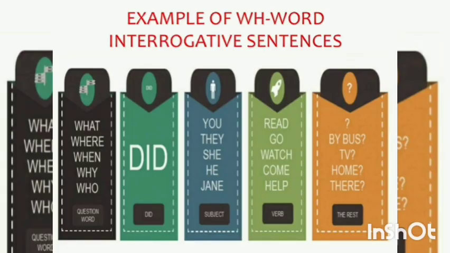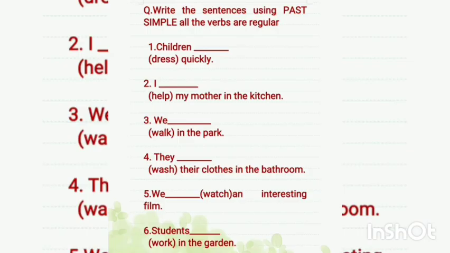Okay, so now look at some more examples to learn it in a better way. What did you read? Where did they go by bus? When did she watch TV? Why did he come home? Who did, or whom did Jane help? Okay, so this way, while writing the second form of the auxiliary verb and by using the first form of the main verb, you can frame interrogative sentences.